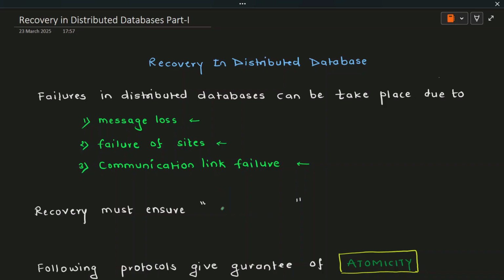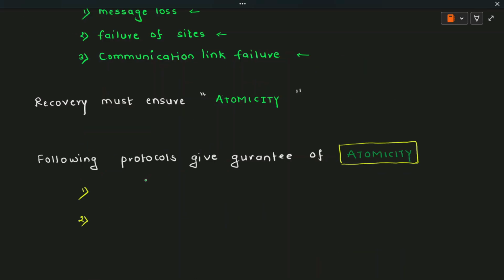Recovery must ensure the atomicity. Here atomicity suggests that the transaction should be either completed or it should be aborted. Now we are going to see two protocols that will give us the guarantee of atomicity. The first one is going to be two-phase commit protocol and the second is going to be three-phase commit protocol. So let's see two-phase commit protocol first.